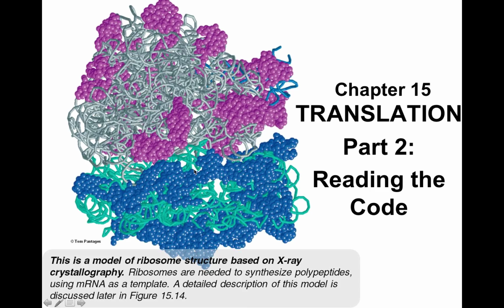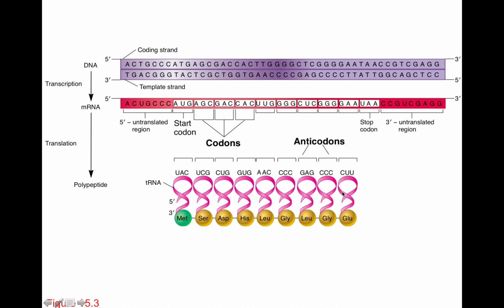Okay, for part 2 of chapter 15 on translation, we're going to look closely at how the genetic code is read. Here's a strand of DNA at the top here in purple. We have 2 strands of DNA. DNA is double-stranded. It has a coding strand and a template strand. Remember that the coding strand has the same nucleotide sequence as the messenger RNA, while the template strand is complementary to the messenger RNA that's produced.